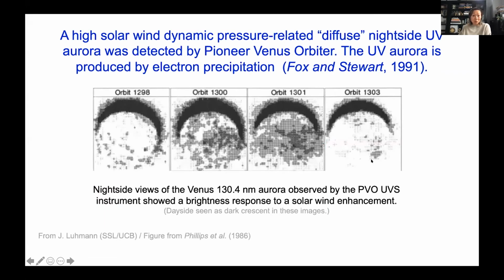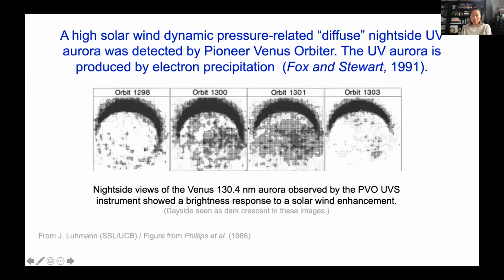Okay, Venus, we also see aurora. In this case, I'm showing the diffuse aurora on the night side. So the day side is marked by the dark crescent here. In the previous orbit, you don't see any diffuse aurora, but then you start seeing these patches here indicating diffuse aurora. This is observed by PVO, and these are due to electron precipitation.